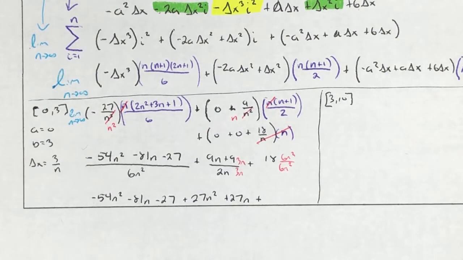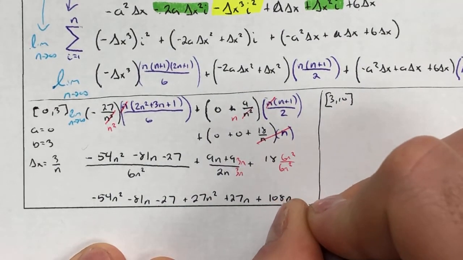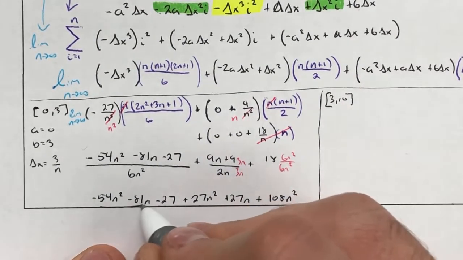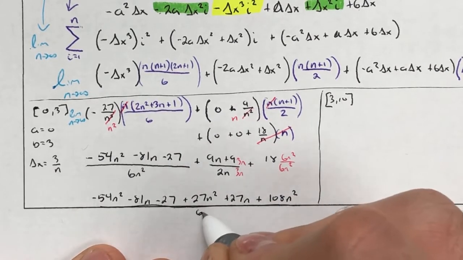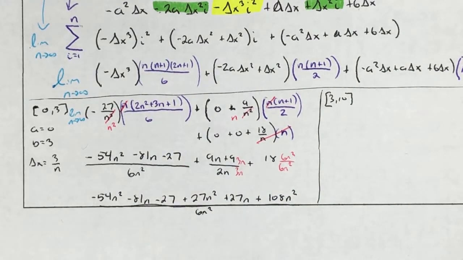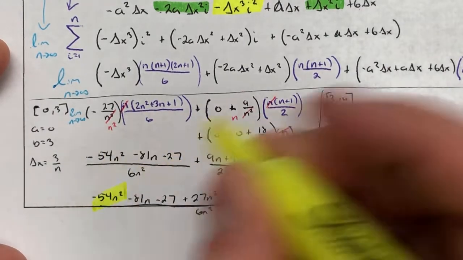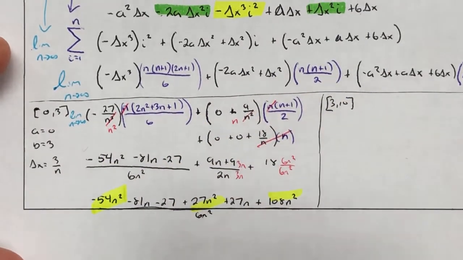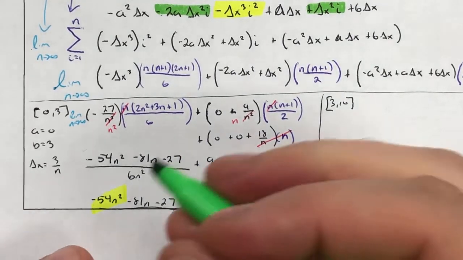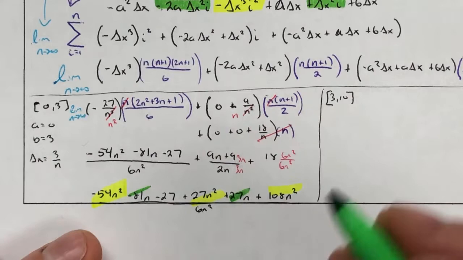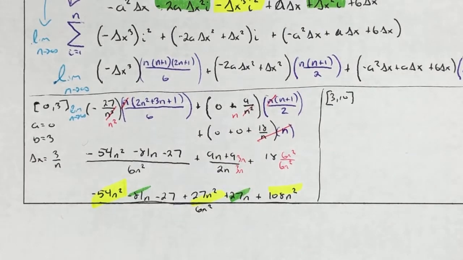So 18 times 6 is going to give me 108, all divided by 6n squared. And we know that at this point we're going to combine our squared terms first, then our n terms second, and then our constants third.